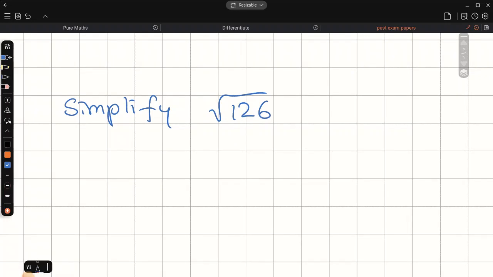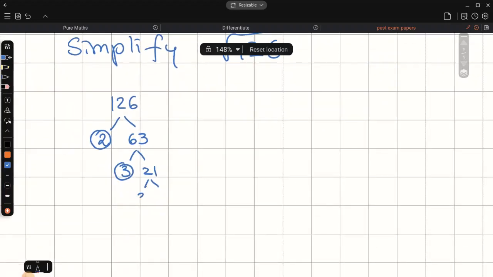So we're going to simplify root 126. First use the factor tree to express 126 as a product of prime numbers. So we can break this down as 2 times 63. 2 is a prime number, so we circle it. Then we break down 63 as a product of 3 and 21. And we express 21 as a product of 3 and 7.